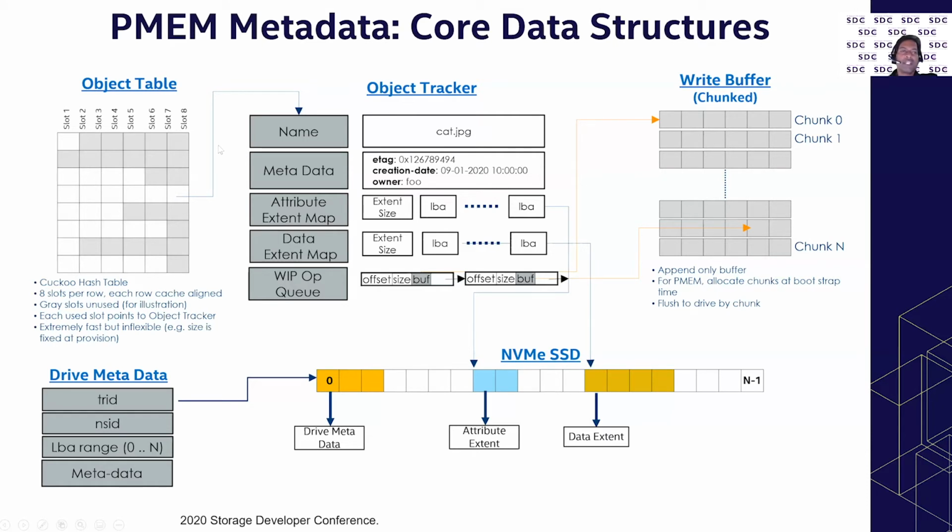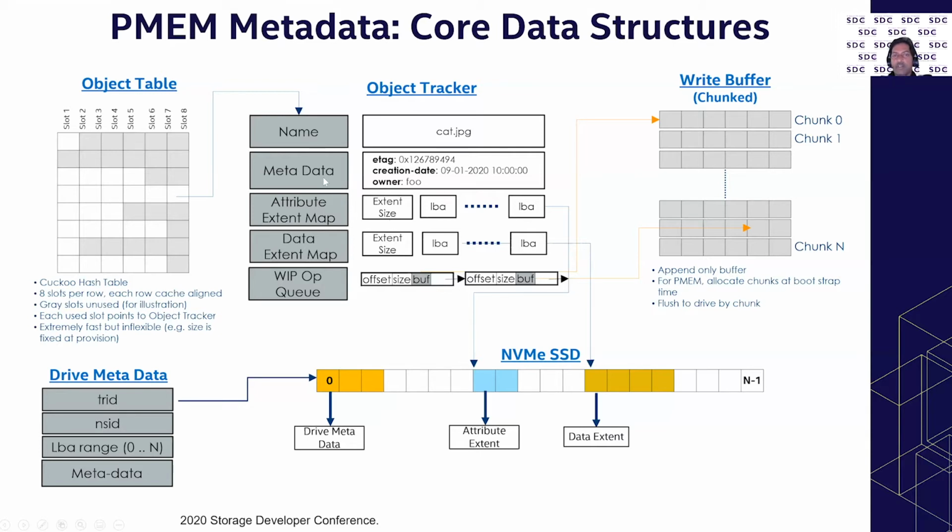So every object includes a few critical attributes to locate an object inside the drive, the NVMe SSD drive, and then also look at all the outstanding and pending operations that are going on for a given object at any given time. And those operations may be staged in the write buffer, which is on the right-hand side.